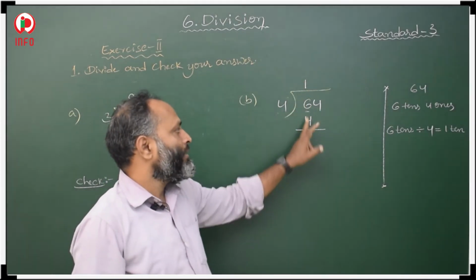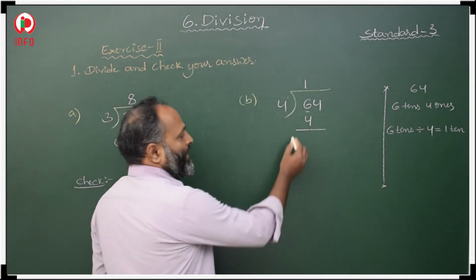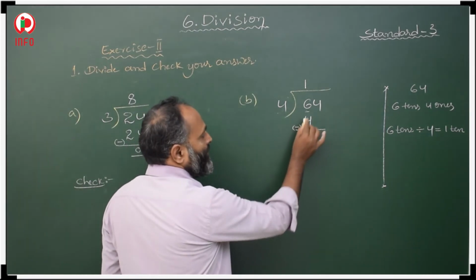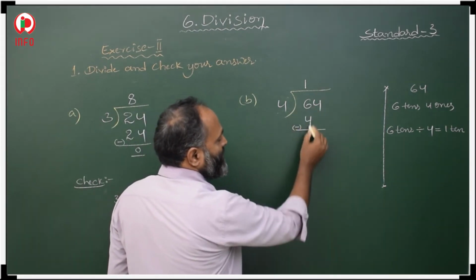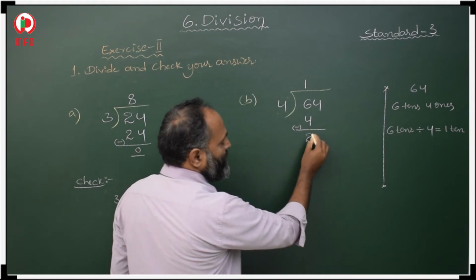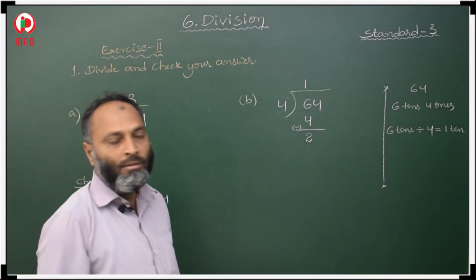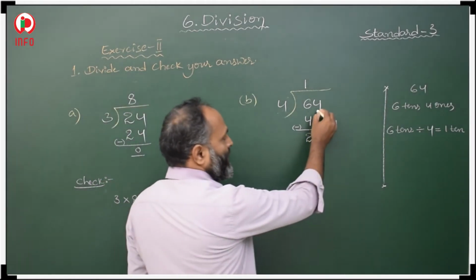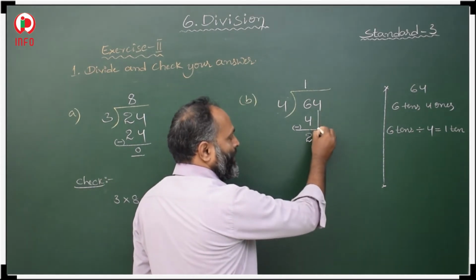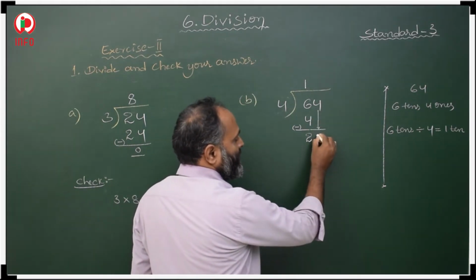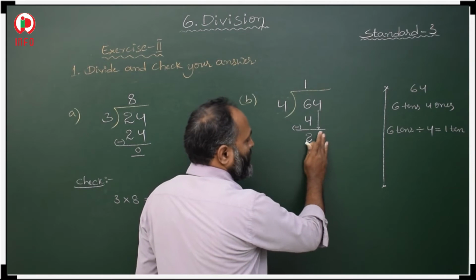4 ones are 4. Then after that, minus. 6 minus 4 is how much? 6 minus 4 is 2. Then after that, we have to copy the ones place: 24.